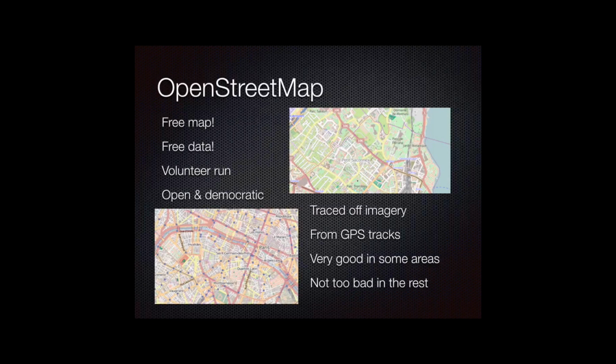Now, I mentioned it briefly, but OpenStreetMap is an online map. You can go to openstreetmap.org and just take a look at the map. But it's also free data, so it's a volunteer-run organization where people contribute data to the map itself, either by tracing it off of imagery or actually going out in a car or a bike and running a trail and collecting a GPS track and then contributing that back to the map.